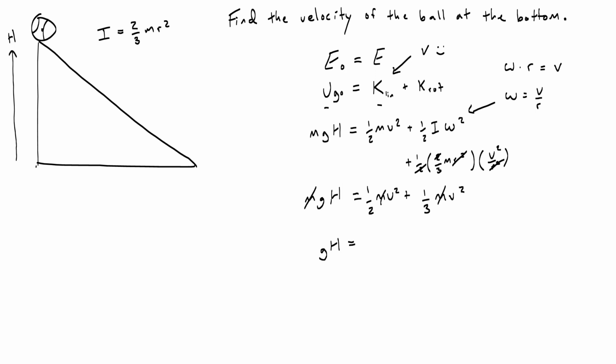So I get gh equals half v squared plus a third v squared, which, if I use fractions, I'm going to get 3/6 plus 2/6, or 5/6 v squared. And now if I want to find the velocity, I get it by itself by saying that v squared equals 6 over 5 gh, and then I just take the square root. So depending on what the height is, I now know what the velocity is. And of course, this depends on the planet you're on. For the AP test, you'll use 10 meters per second squared for g.